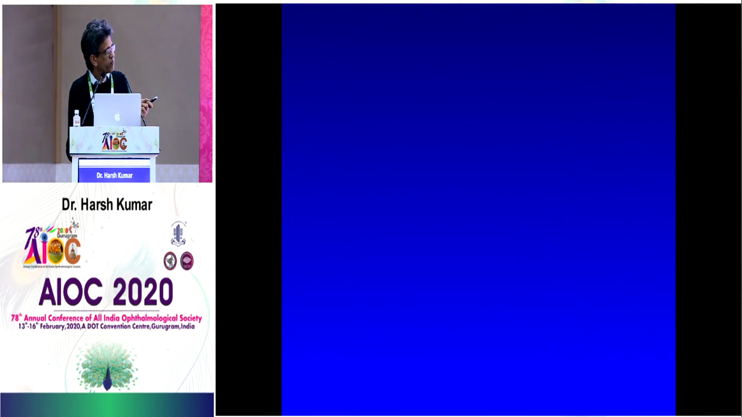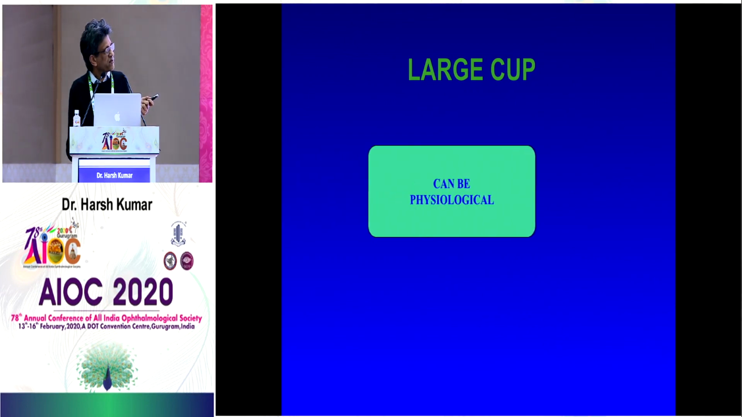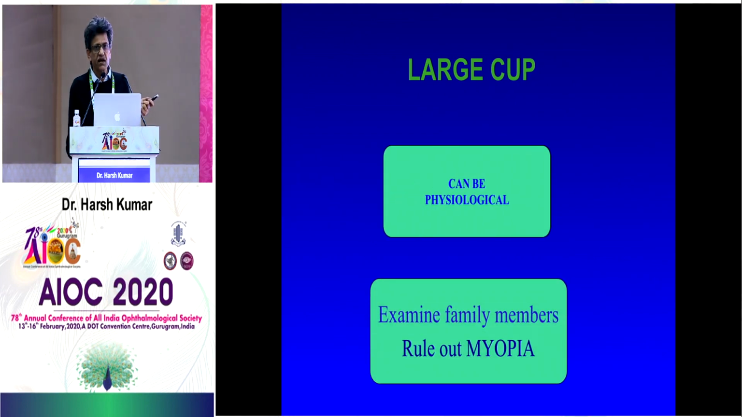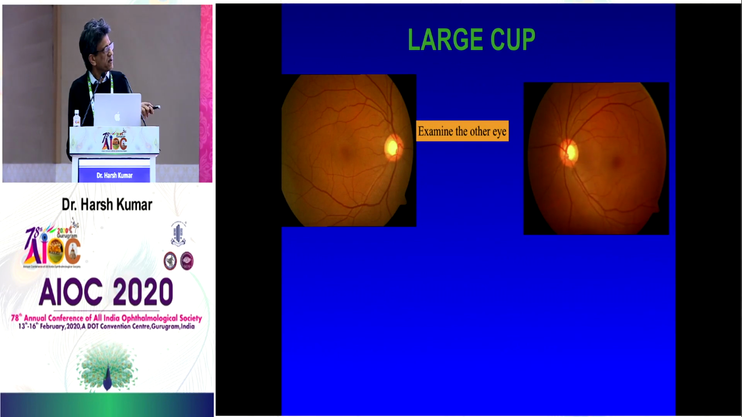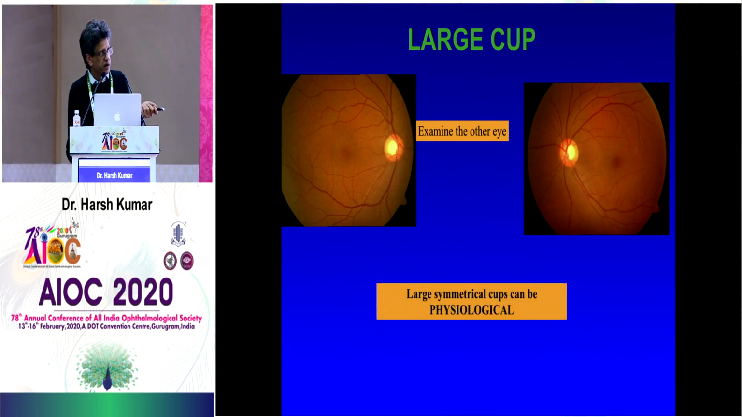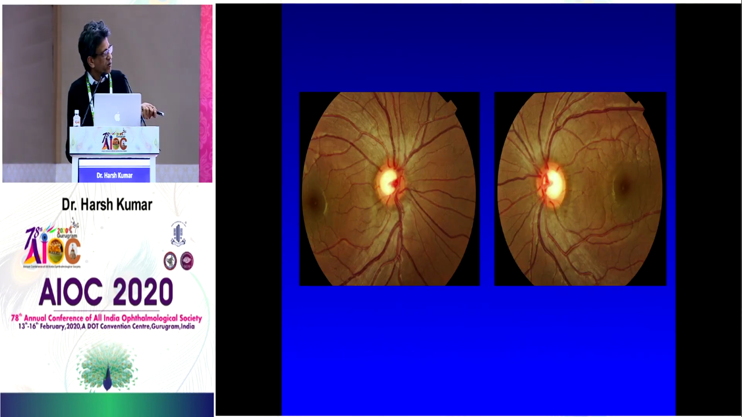Why is size so important? Because you see so many large cups, I see, and they are referred to me as glaucoma, but maybe they are physiological, maybe a myopic cup. So what happens is, you have to examine the other eye. So what does it look like? Is it a pathological cup? No, it is a physiological cup. Okay, because why? What about this? Tell me. Yes, madam? Is it fine, or is it bad?